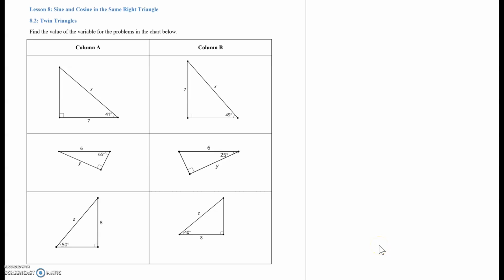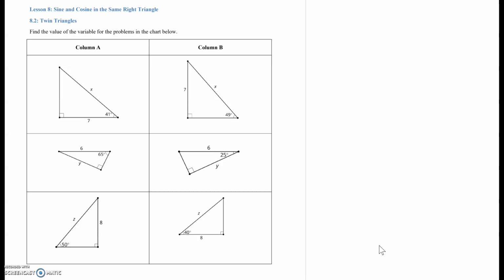Hello, Geometry. We're going to start Unit 4, Lesson 8 with problem 8.2. We are asked to find the value of the variable for each of the problems in the chart below. We'll start with column A. I'll do all three in column A, and then we'll go back and do all three in column B.